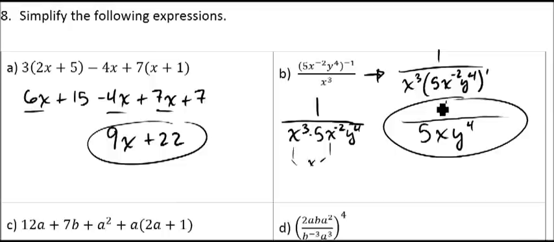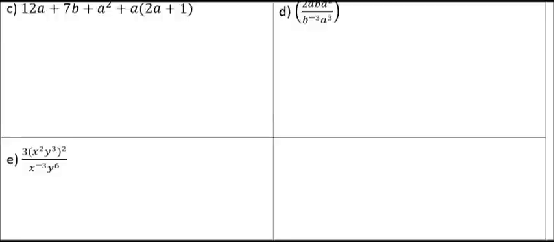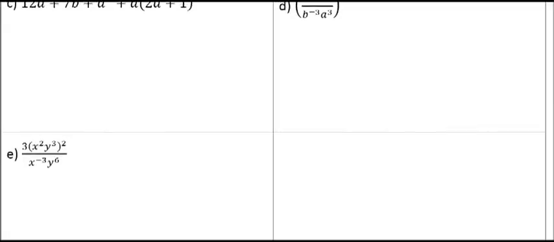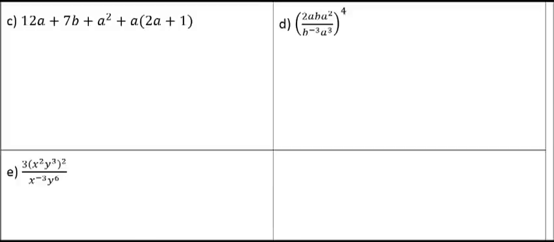Part C. Oops, too far. Part C, just a quick application of the distributive property here, makes this 2a squared plus an a.